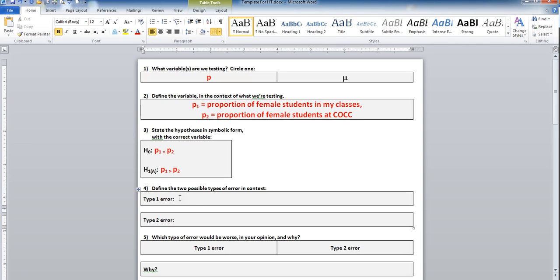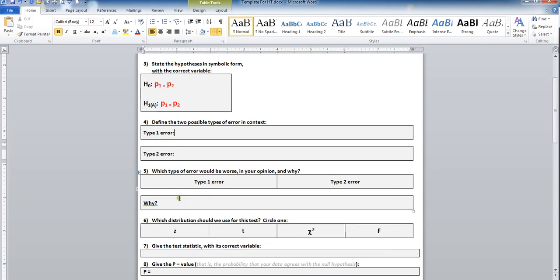The two types of error. Type 1, I don't need to write this out, I think you guys understand what it is. Saying that I do have more females in my class when I actually don't. Type 2 would be saying I don't have more females in my class when I actually do. I'll let you decide which one, if any, is worse. Which distribution is definitely going to be a Z. It's most definitely proportions, so we're using a Z.